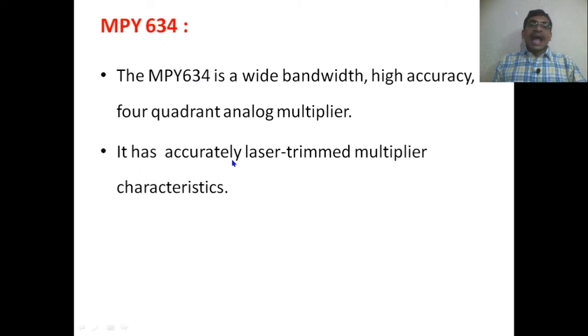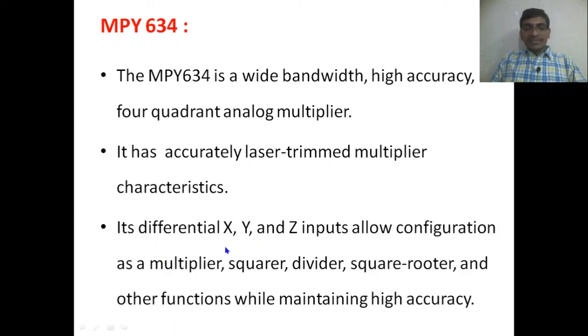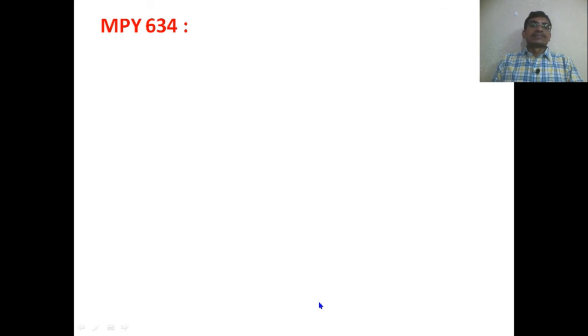It has accurately laser trimmed multiplier characteristics. Its differential X, Y and Z inputs allow the configuration as multiplier, square, divider, square root and other functions while maintaining high accuracy. So it has three inputs X, Y and Z, which can be used like this. The MPY IC can be used as a multiplier, squarer, divider, square root and other functions on the different signals.